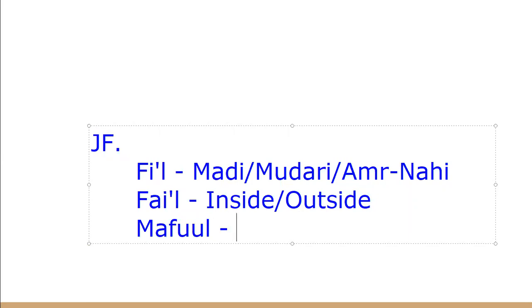And maf'ul we have studied 6 types. Amongst those 6 types, maf'ul bihi, maf'ul fihi, and muta'alliq bil fi'l are the ones you need for now, and for the other 3 you just have to know the concept: maf'ul hal, maf'ul mutlaq, and maf'ul lahu. So all these things we already studied so far. The basic jumla, basic nahu, right?